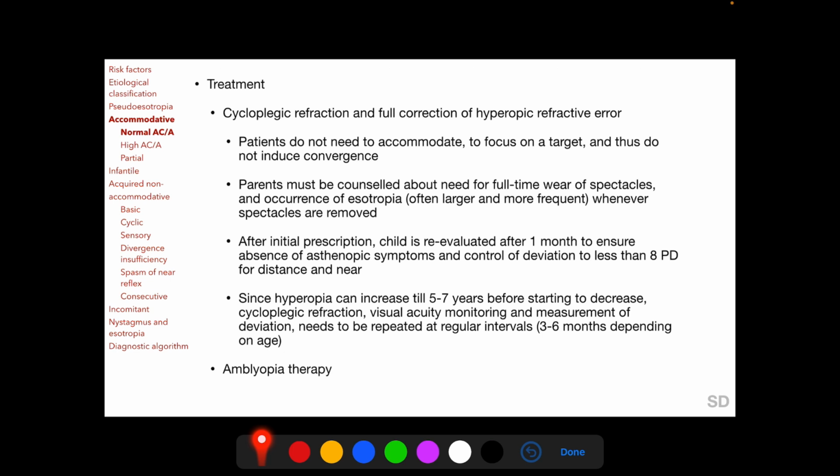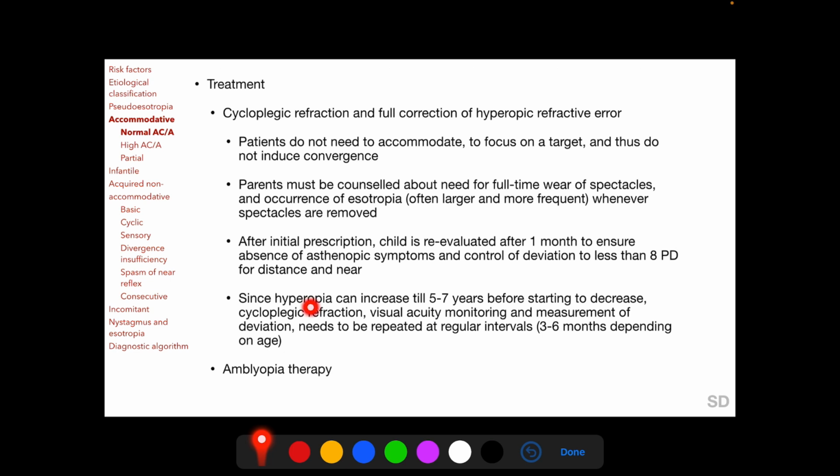After initial prescription, the child is re-evaluated after 1 month to ensure absence of asthenopic symptoms and control of deviation to less than 8 prism diopters for both distance fixation and near fixation.